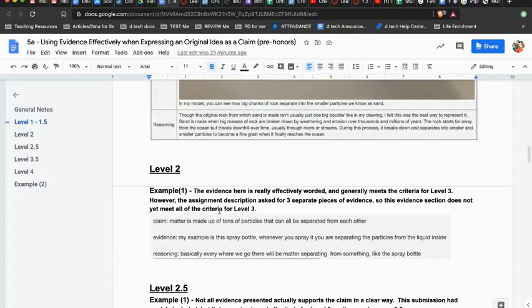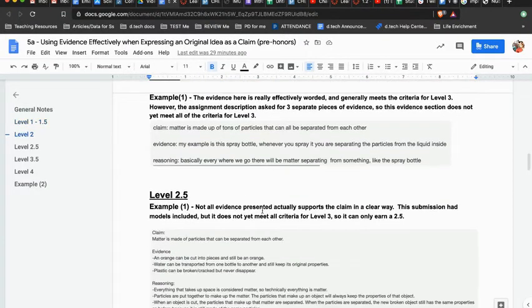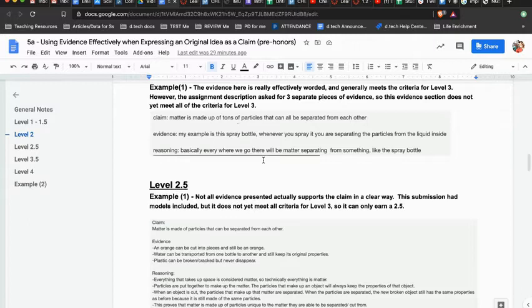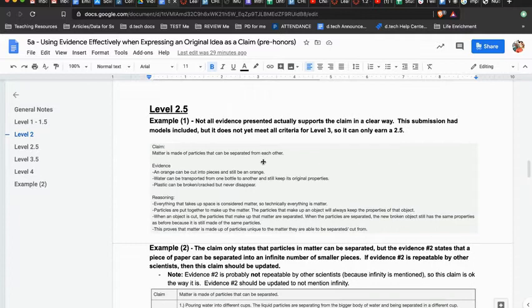Some of the things that happen with level 2 is maybe some people just included one piece of evidence. Like this was a really strong piece of evidence, but there's only one piece of evidence. So it can only earn level 2 because of what the criteria for level 3 says, and what the criteria for the assignment said. Level 2.5.